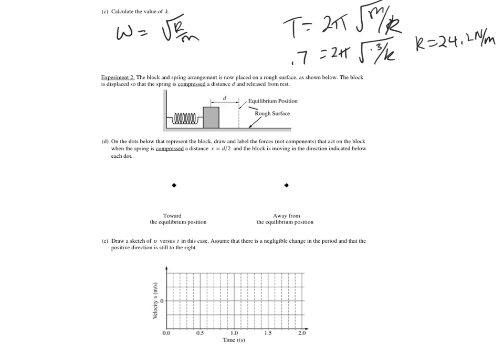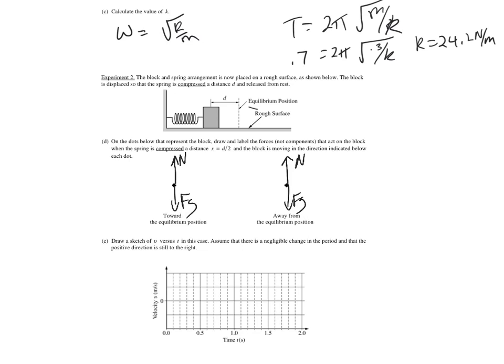Okay, yeah. So it's got a rough surface now, and we want to figure out what it is while it's going towards the equilibrium position, and then when it's going away from the equilibrium position. On both of these, we're going to have a normal force and a force of gravity. Those two things are going to be there the entire time. Compress the distance d divided by 2.